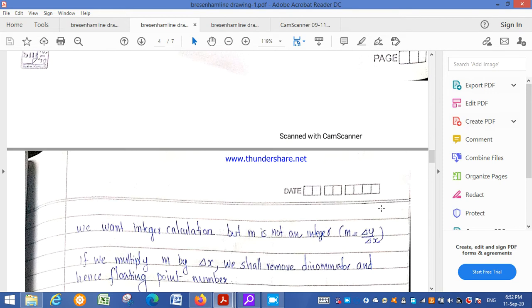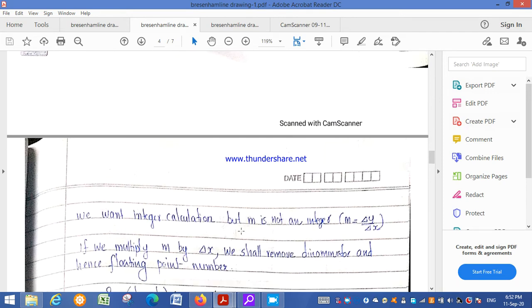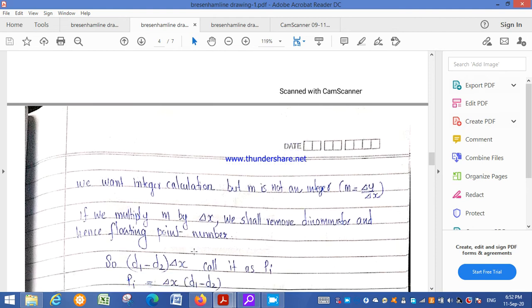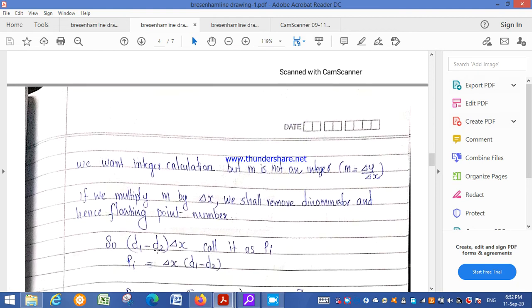Okay. So here we want integer calculation, but we know that the slope m is not an integer. But we know that m is equal to delta y by delta x. If we multiply this m by delta x, we can cancel the delta x. So we can remove the denominator and hence avoid floating point numbers. So in the derivation we multiply d1 minus d2 by delta x for mathematical convenience, and we call this decision parameter pi.